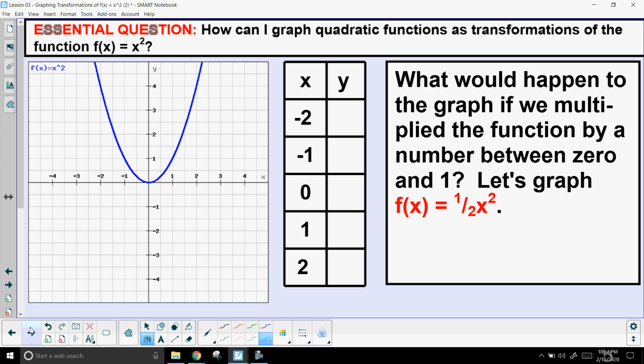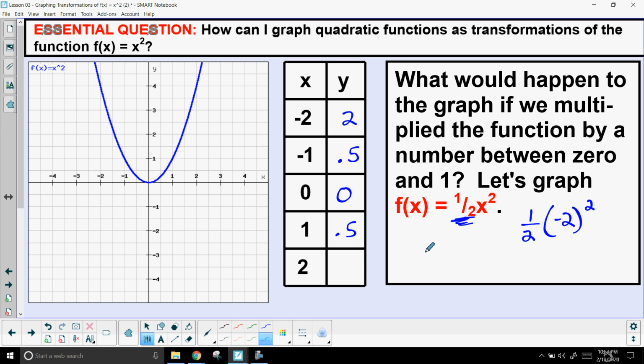Let's find out. Again, 1/2. Substitute the -2 in and square it. So -2 squared is 4. Half of 4 is 2. Put in the -1. -1 squared is 1. Half of 1. Well, it's half, so 0.5. Ooh, that's a point. There you go, 0.5. 0 is 0. 1 squared, 1. Half of 1 is a half. And then 2 squared, 4. Half of 4, 2. So let's look at what the graph looks like.